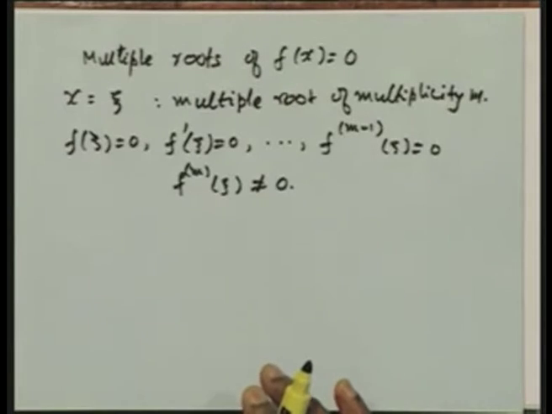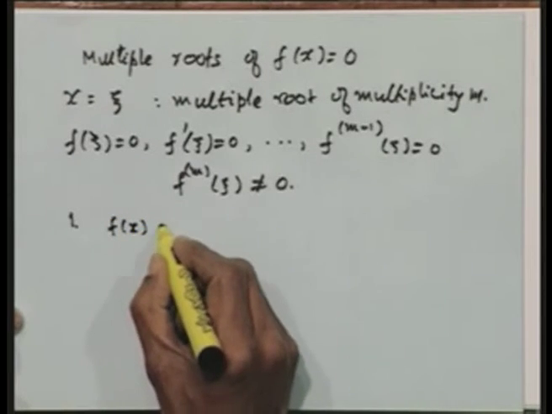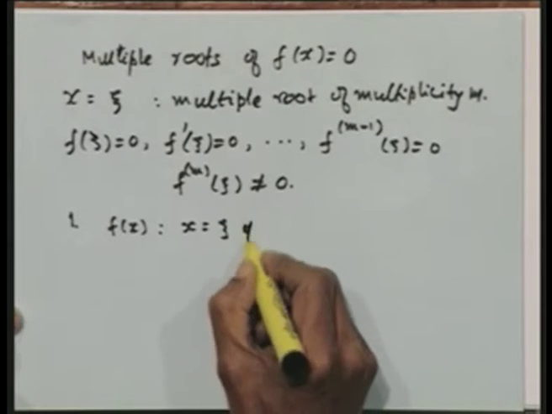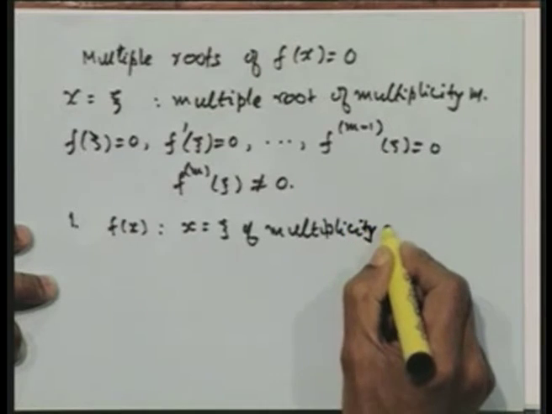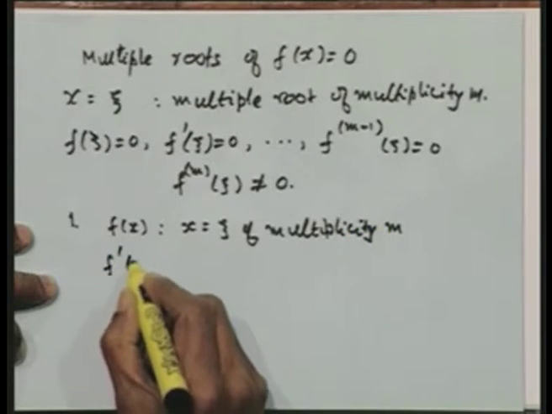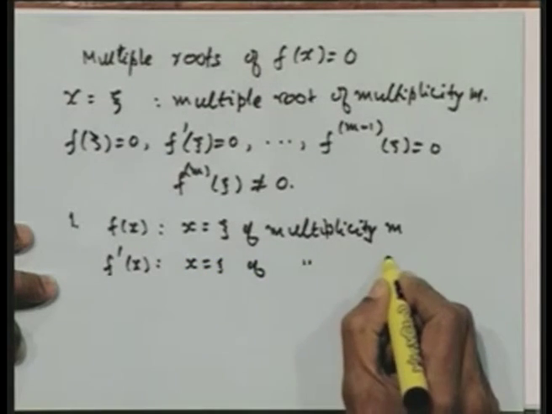Now, to find this particular root, we shall first attempt whether we can use the methods that we have derived for simple roots, by some modification or some other criteria, so that not much change has to be made in the methods that we have. Let us first attempt in this particular form. We know that if f(x) has a root x = xi of multiplicity m, then its derivative f'(x) has the same root x = xi of multiplicity m-1.